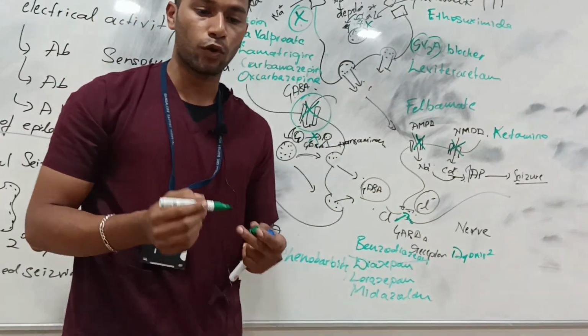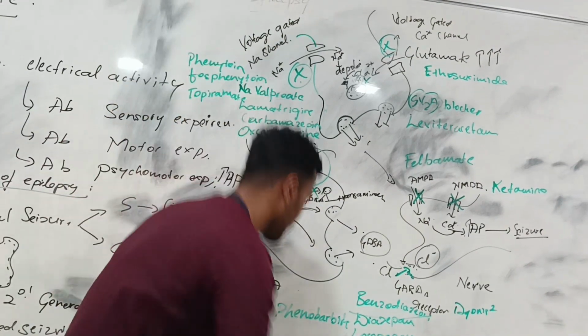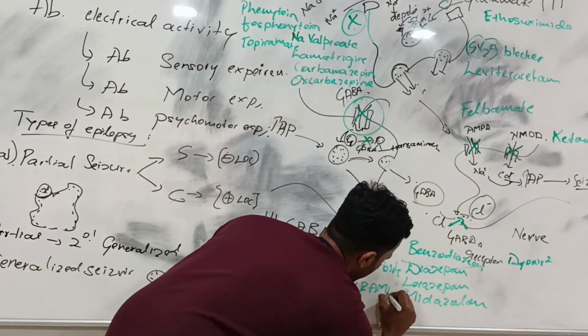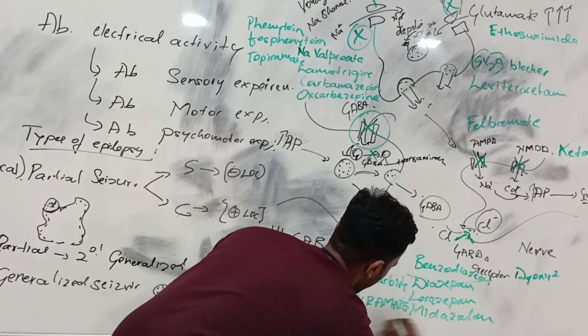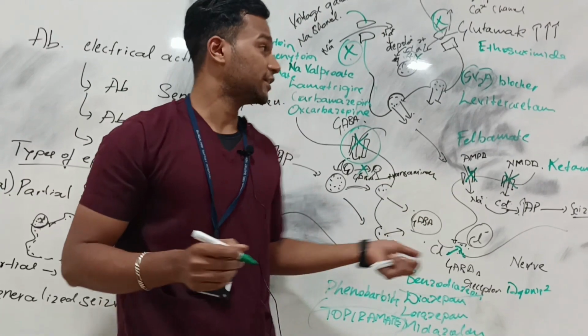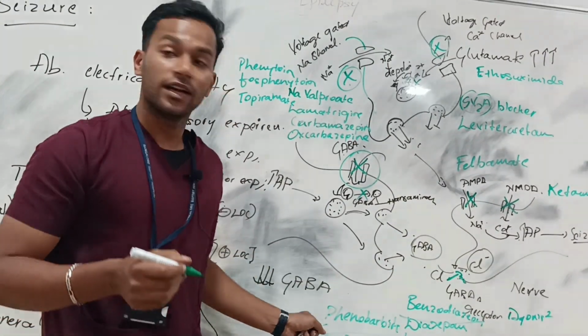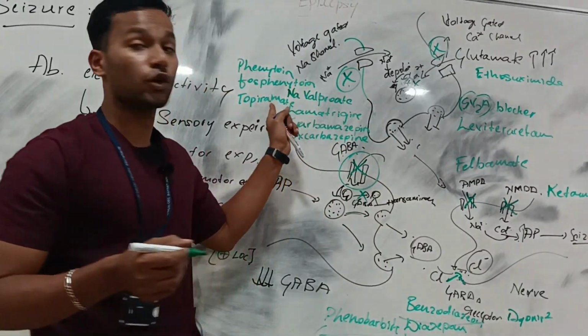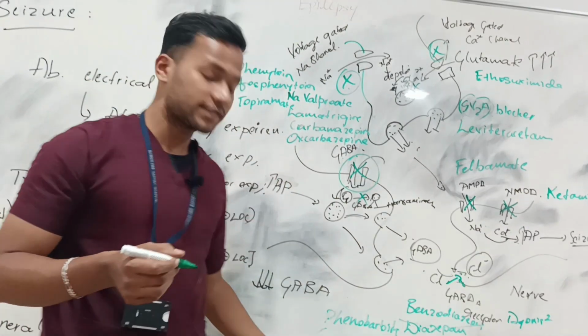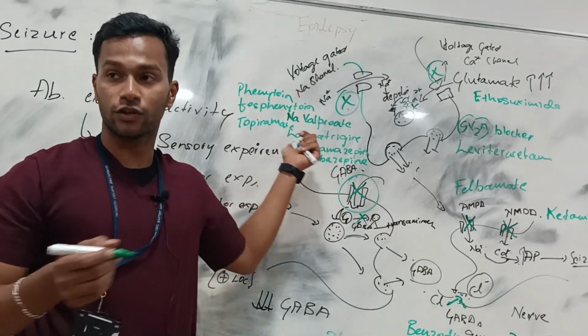Then again propofol and topiramate also come. You might have seen topiramate previously as well. Topiramate is the drug which has both activities: it increases the GABA activity and decreases the glutamate activity.